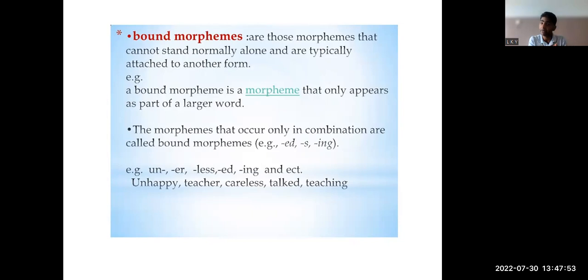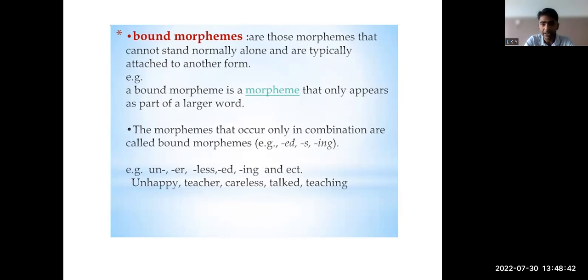Now, if I talk about bound morpheme, the difference between bound and free morpheme: free morphemes are those words which can stand alone and they have their proper meaning. But bound morphemes are those morphemes that cannot normally stand alone and are typically attached to another form. A bound morpheme is a morpheme that only appears as a part of a larger word. For example, ed, s, ing, these do not have their proper meaning, but they are added to another word. Then they have their meaning. Suppose ed alone, there is no meaning of ed or s or ing. But when we add them to some free morpheme like care, teach, talk, then they will change the meaning of that particular word.